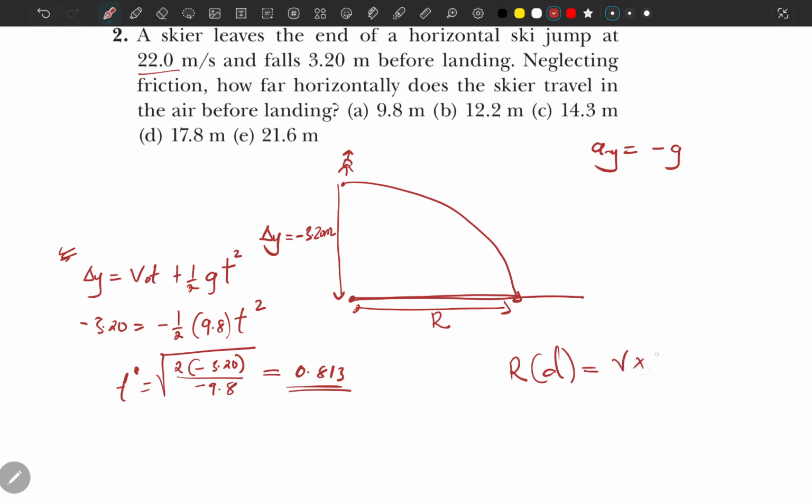given by velocity multiplied by time. The velocity we are talking about is 22 meters per second, and the time is 0.81 seconds. What we get, you can pause the video please. I'm getting 17.8 meters. And when you come to the solutions, we have A 9.8, B 22, C 12.2, D 14.3, E 17.8. So the correct answer is the one with 17.8 meters.